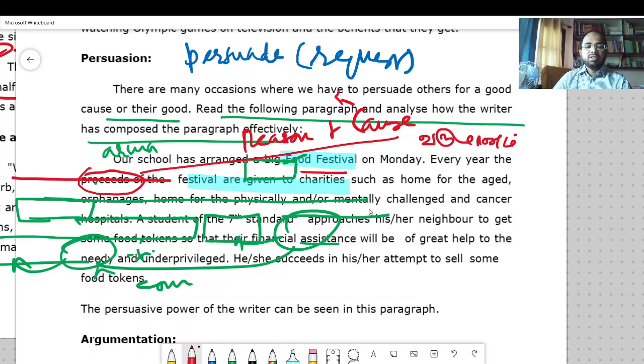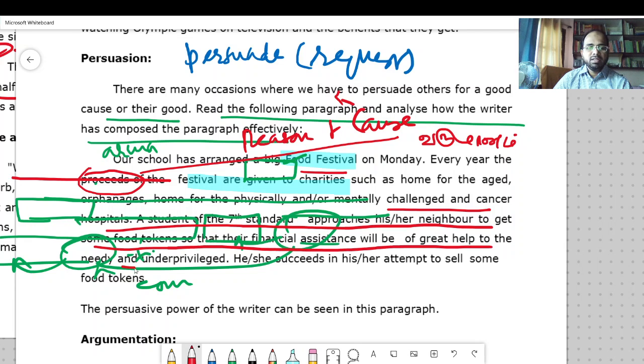And that is given to the mentally challenged and the cancer hospital. A student of 7th standard approaches his or her neighbor to sell some food tokens, as their financial assistance will be of great help to the needy and underprivileged.